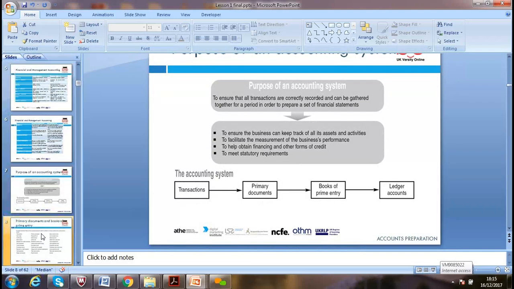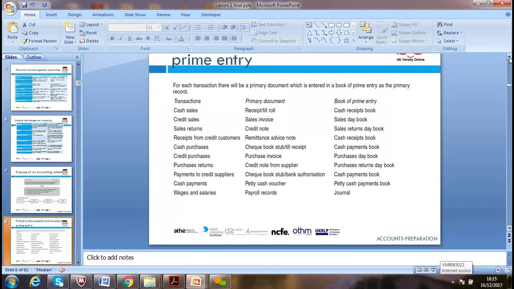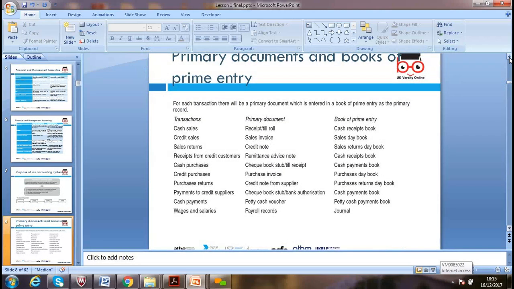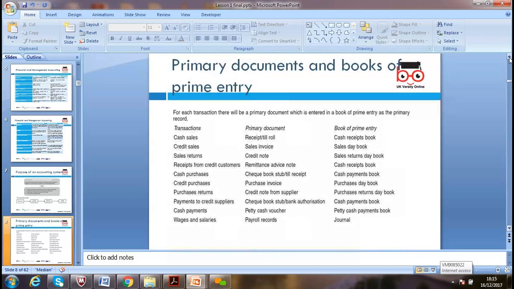I'm just giving some overview. We don't need too much detail, because here we learn financial management rather than financial accounting. A type of transaction can be cash sales, credit sales, sales return, receipt from a credit customer, cash purchase, or credit purchase. These are called transactions. Then primary documents are sales invoices, credit invoices, remittance notes. Books of prime entry are the cash book, sales day book, sales return book, and cash payment book. These are called primary entries, where we keep all the records of the transactions.